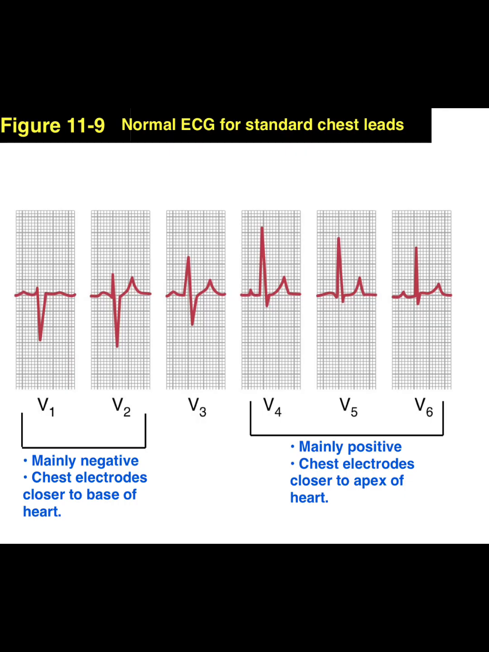This figure is about normal ECG for standard chest leads. QRS complexes in V1 and V2 are mainly negative, as the chest electrodes are closer to the base of the heart. Leads V4, V5 and V6 have mainly positive QRS complexes, as the chest electrodes are closer to the apex of the heart.